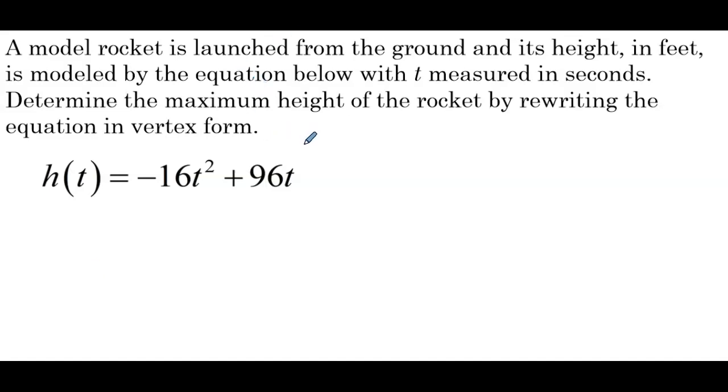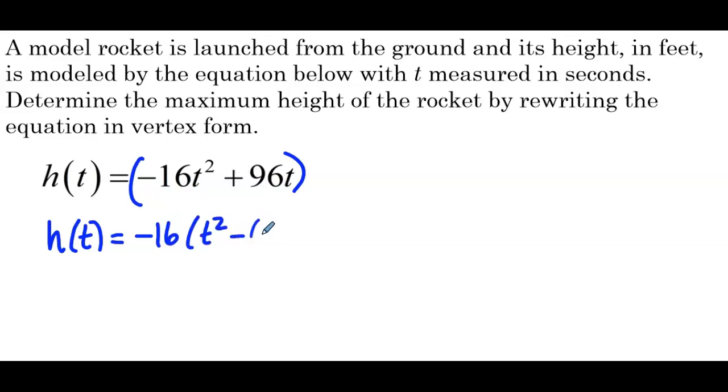So by using completing the square, we can rewrite this in vertex form. So we'll start the same way. We'll put a set of parentheses around negative 16t squared plus 96t. So h of t, we need to factor out the negative 16. So that's t squared minus 6t plus something. So half of negative 6 squared. So that's negative 3 squared is 9.